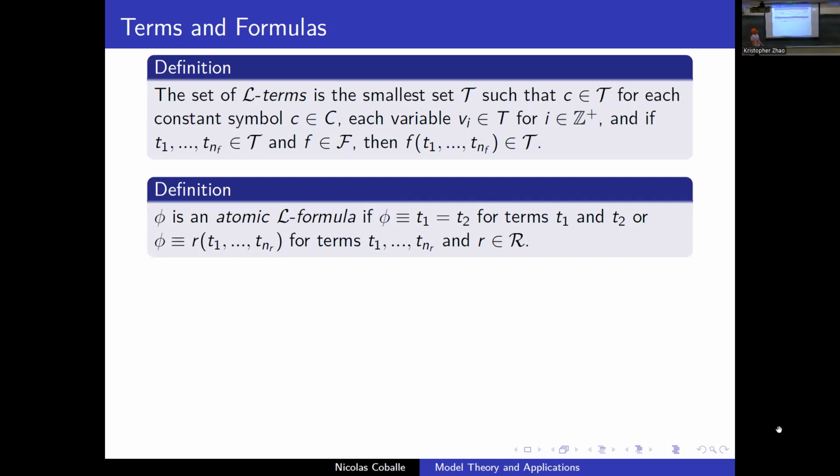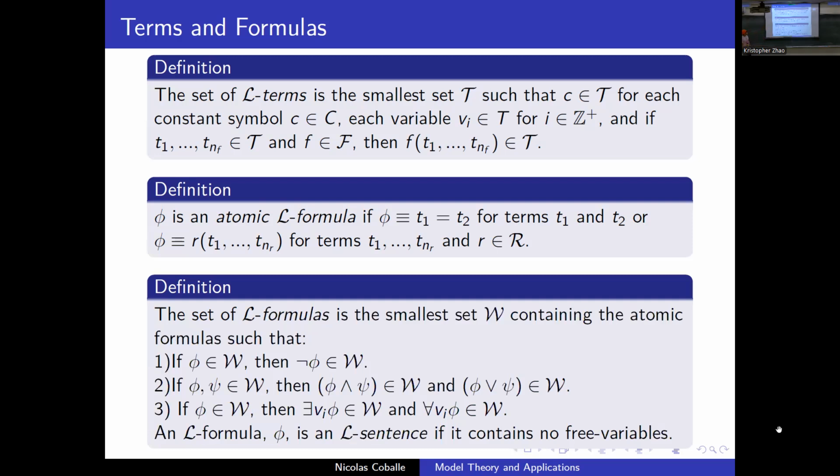So we say phi is an atomic L formula if phi, and I'm going to use this equivalence to mean it's quite literally this string. It's the string exactly, right? So phi is t1 equals t2 for terms t1 and t2, or phi is the relation R of t1 to tnR for terms t1 to tnR.